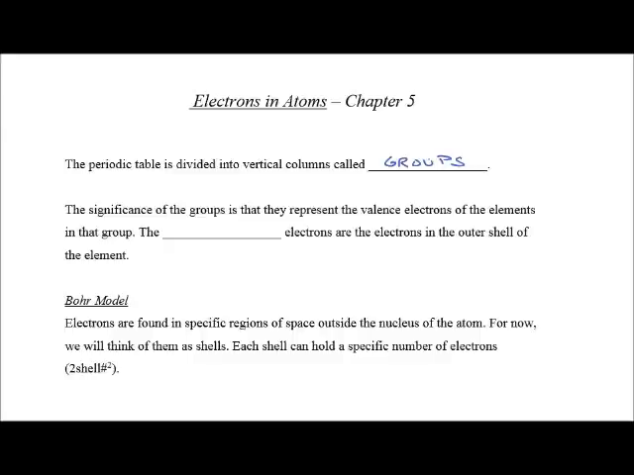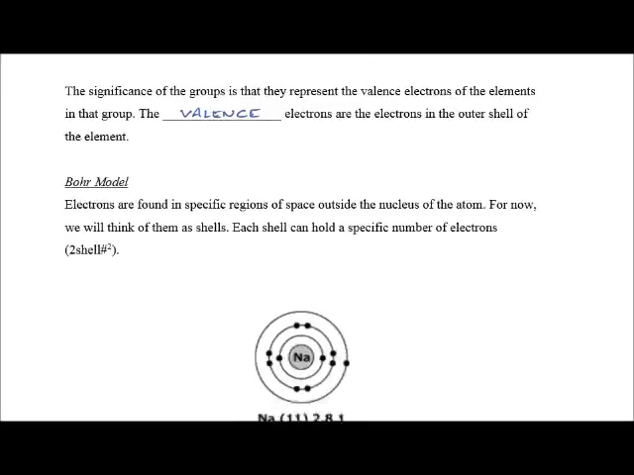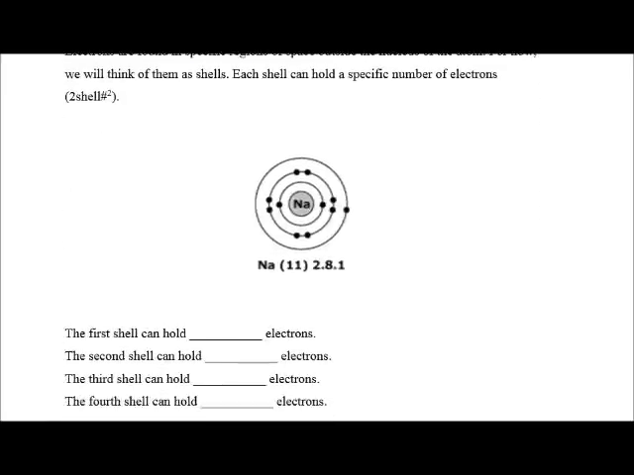And the significance of the groups in the periodic table is that they represent what we call the valence electrons. The valence electrons are the outer electrons in an element. These valence electrons are represented in what's called a Bohr model. So we find electrons a specific distance from the nucleus in a specific shell.